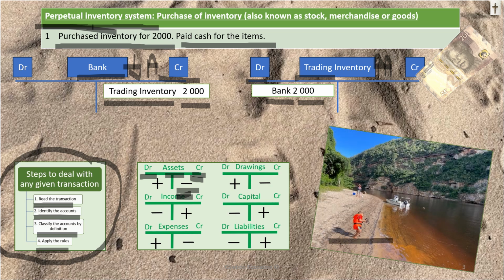And Caleb is on the river. Remember, we're taking stock on the river, and he's trying to catch a fish. Good thing he's got his life jacket on in case he goes into the channel. So there we go. Purchase stock using the perpetual inventory system.